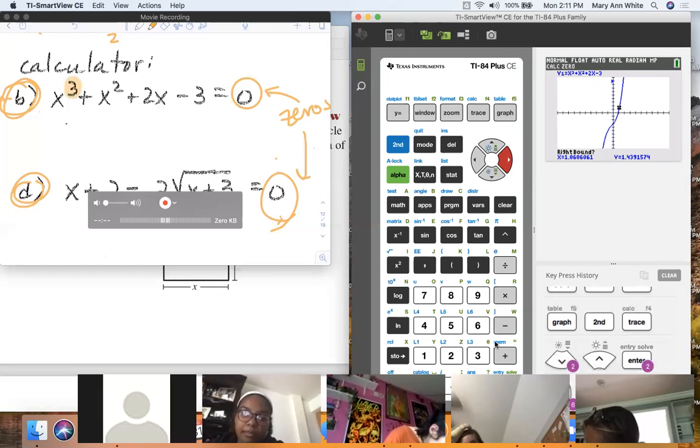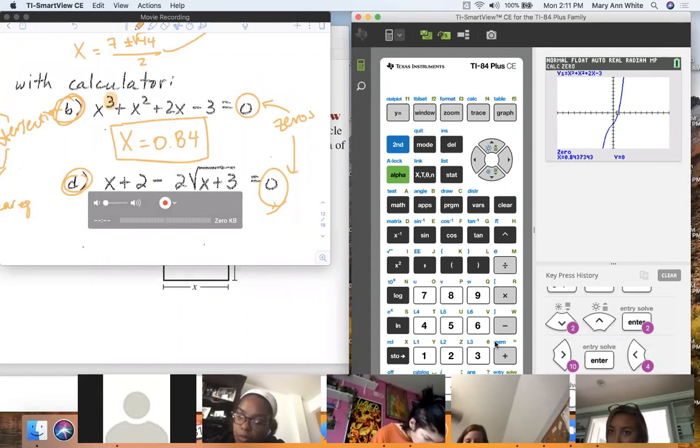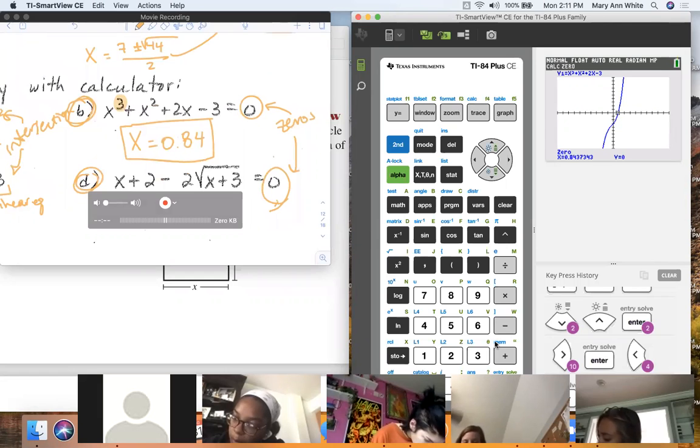Good. I'm going to scroll over a little bit to find the right of it. And then I'm going to scroll down to actually find the value. So I'm going to say enter. This only had one 0 because of how it was graphed. And so I'm going to say x equals 0.84. That's it.